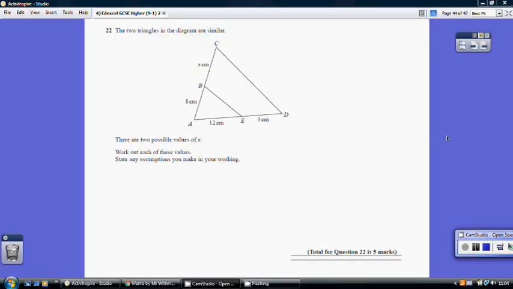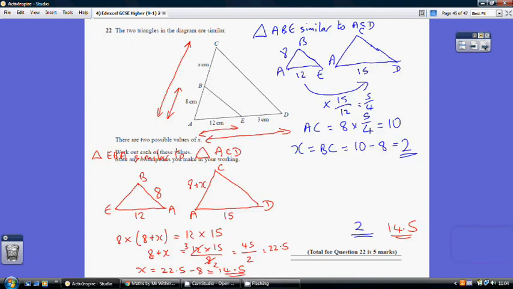Question 22. Now the problem here is that there are 2 possible values of x, and by making different assumptions you can get 2 different scenarios. Picking up the first assumption is easy. The logical one is to consider these 2 triangles to be similar as is. So we've got triangle ABE being similar to ACD, so BE is parallel to CD, and then this is just a very straightforward 2D similarity question.